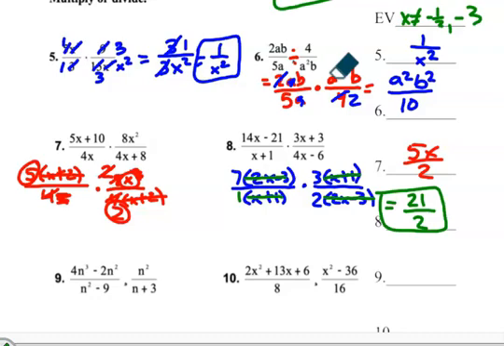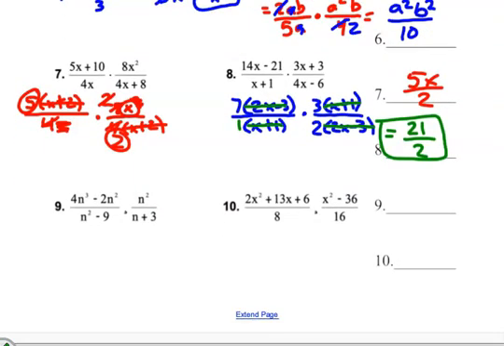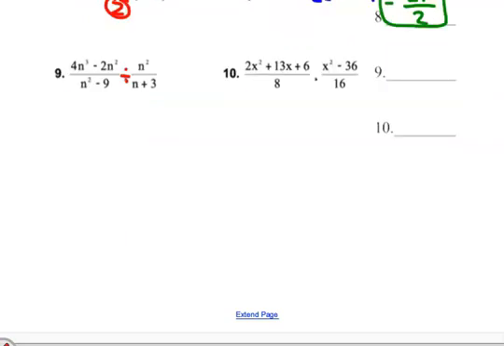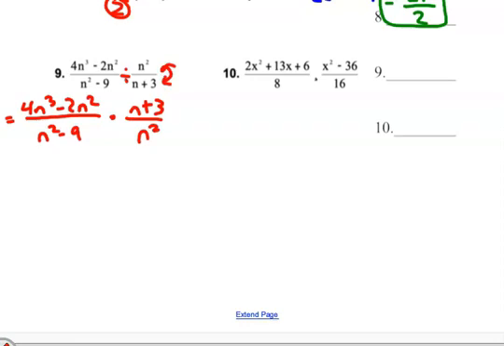Okay, moving on, number 9 is a dividing problem. It's just kind of printed funny for me, so I just want to make sure that I don't mess that up. So we need to reverse the second fraction, which is called taking the reciprocal. When we try to divide fractions, we're really interested in multiplying by the reciprocal. We take that second fraction and we flip that.